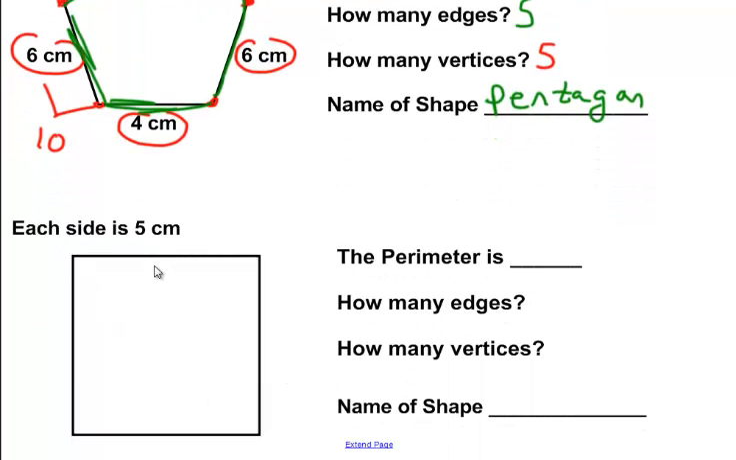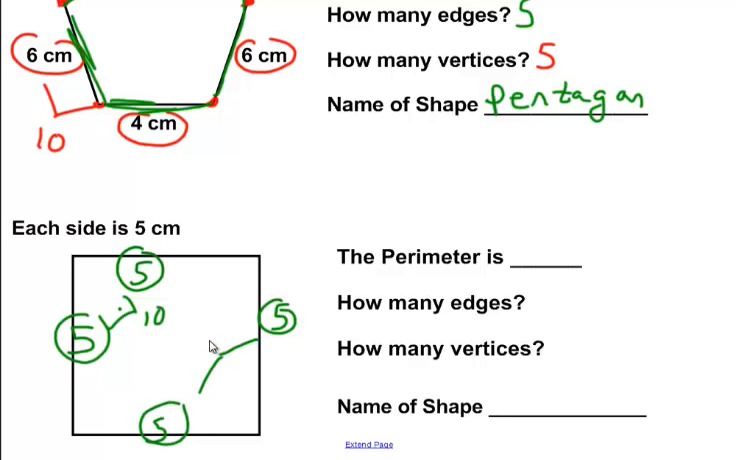Moving on to the square. Now look, each side is 5. So we're going to write 5 here, 5 there, 5 here, and everywhere. Put them all 5s. And look, to get the perimeter, you have to add them all up. Now, I know 5 and 5 makes 10. These two make 10. And these two 5s here make 10. So when I add them all up, I get 10 and 10 is 20 centimeters. So I'll write 20 centimeters.